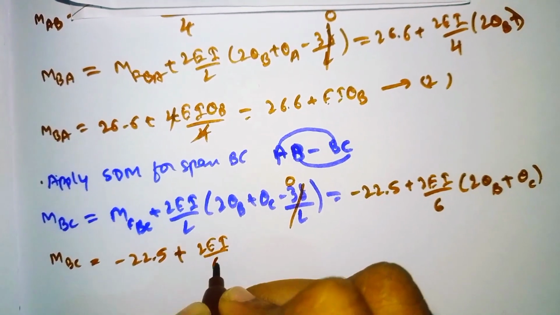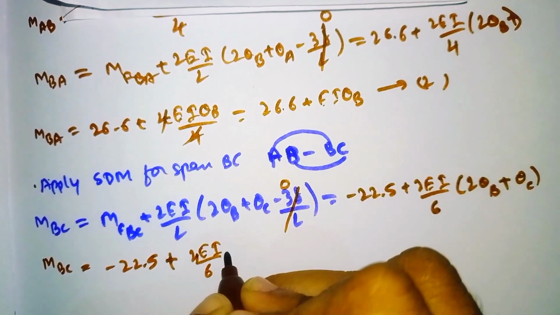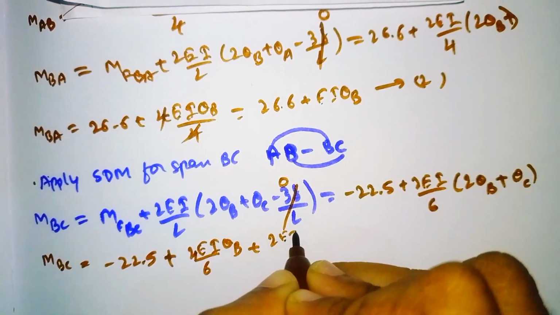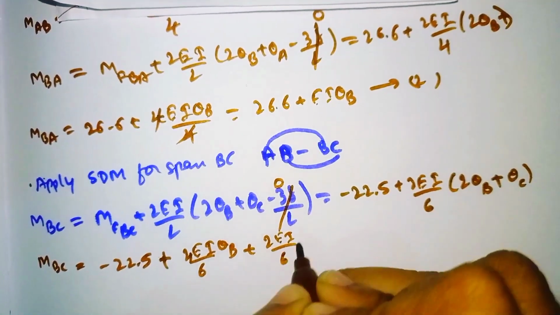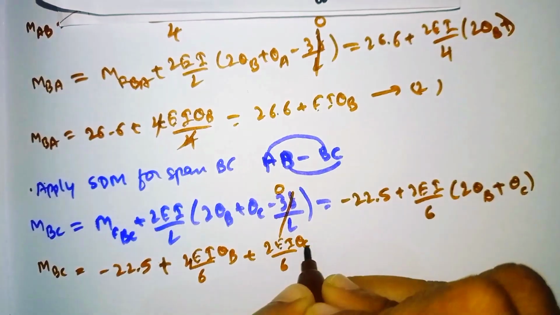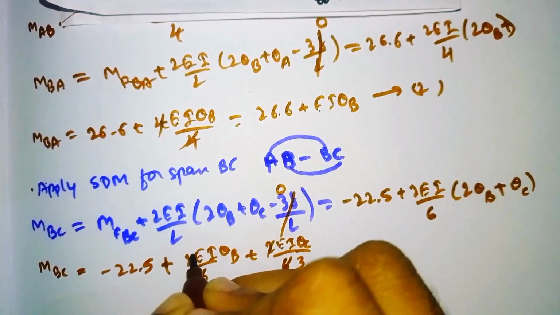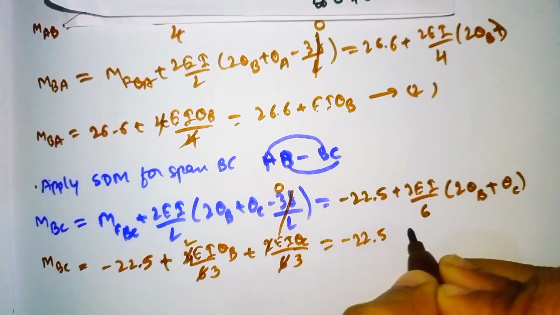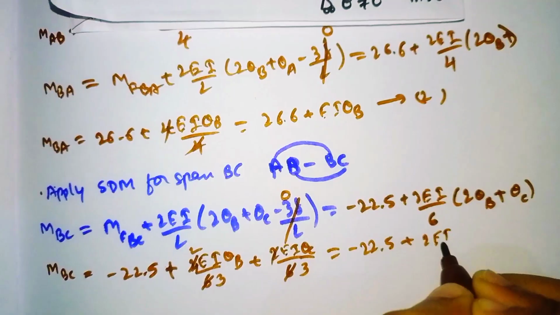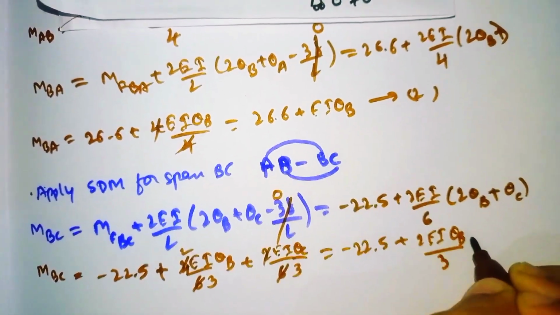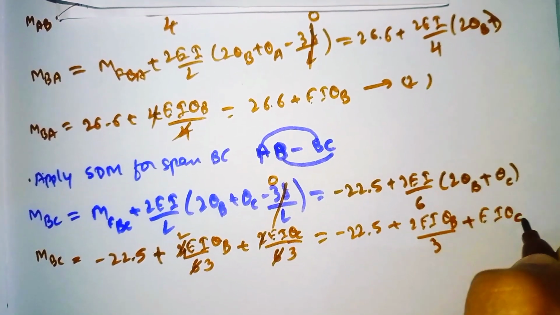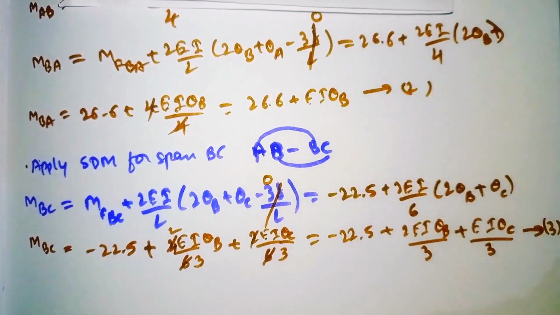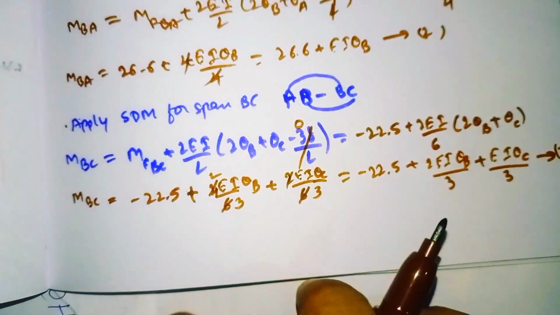So our MBC is equal to minus 22.5 plus, multiplying inside, 2EI divided by 6, 2 into 2, 4. 4EI theta B divided by 6 plus 2EI theta C divided by 6. Simplifying, it will come out as minus 22.5 plus 2EI theta B divided by 3 plus EI theta C divided by 3. Call it equation number 3.